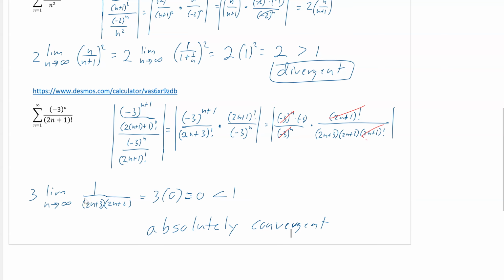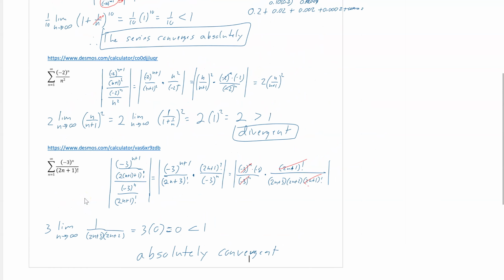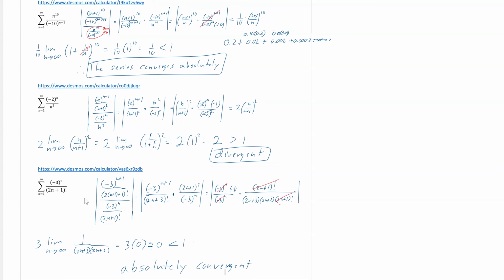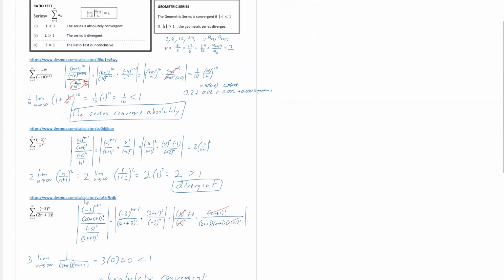So there you go. There's for your ratio. And so when you see things like that in this form with factorials and n to the 10 and -10 to the n plus 1, try the ratio test.